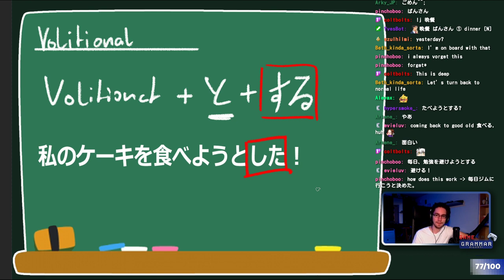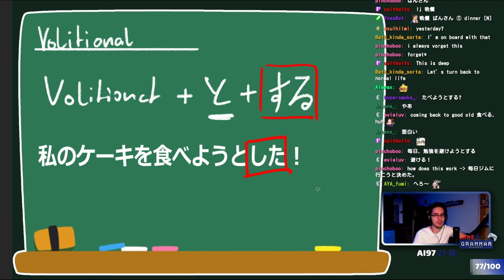Like, to is a bit weird. We always call it a quoting particle, but the way quotation works in Japanese is just very different. Basically, whenever you have an action and you're quoting it with a verb, to kimeta just means I've decided that. So, 毎日ジムに行こうと決めた. I've decided that let's go to the gym every day. Kind of like that.